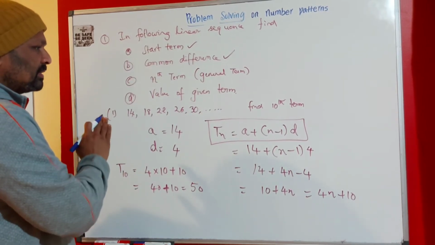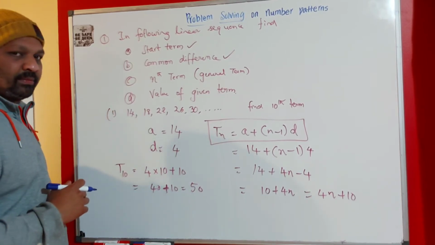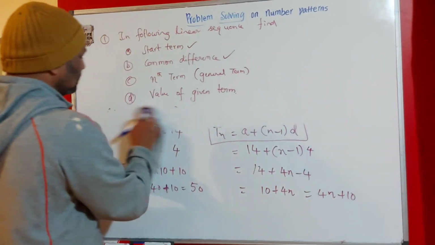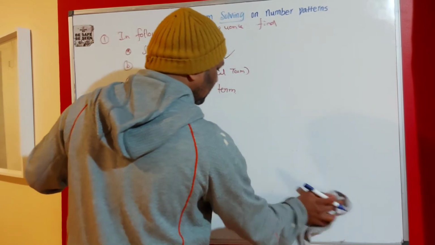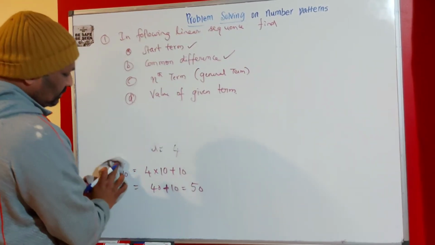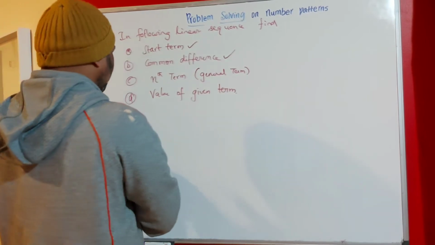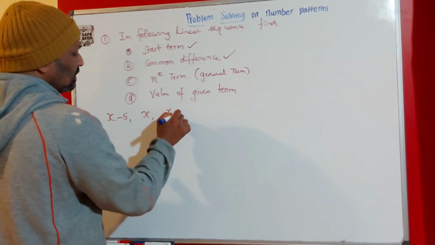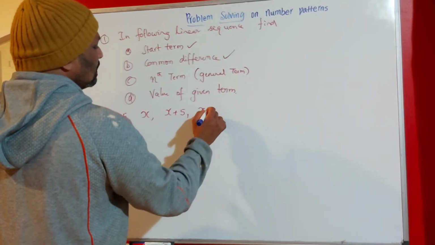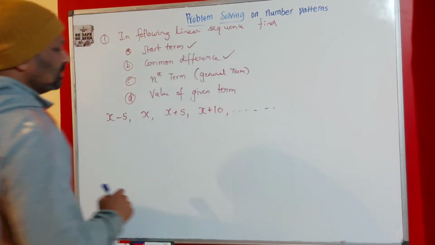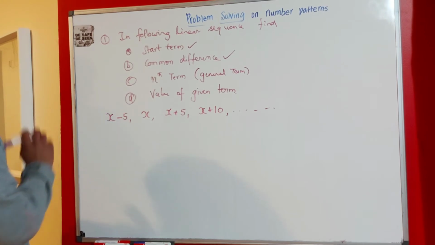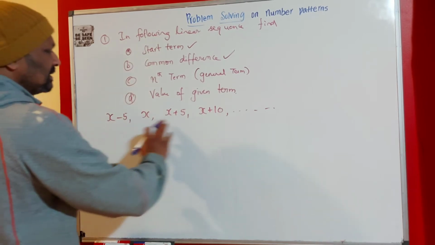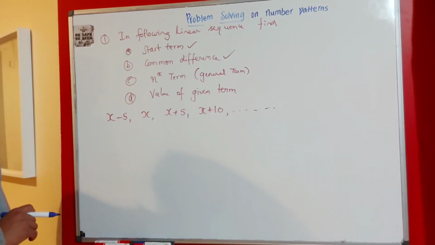And I'm going to take another progression and we'll try to solve it. Okay, one second. I'm going to give you another progression that's going to look a little different. That progression is something like this: x minus 5, x plus 5, x plus 10, and so on. Okay, this is the given series, given pattern. Though there are variables, this is a pattern that obeys an arithmetic series.